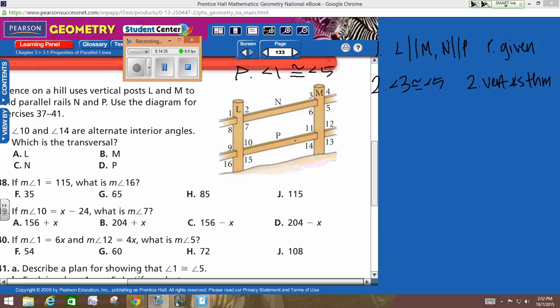Oh, Micah? I can put in the same thing then, couldn't I? No. So we've got 1 congruent to 7 and 3 congruent to 5. And I'm trying to prove that 1 is congruent to 5. So I got to find a bridge to connect all these angles together. Micah.